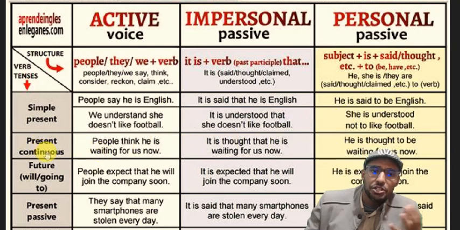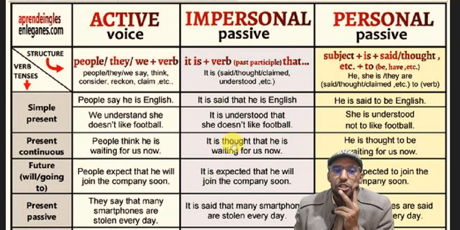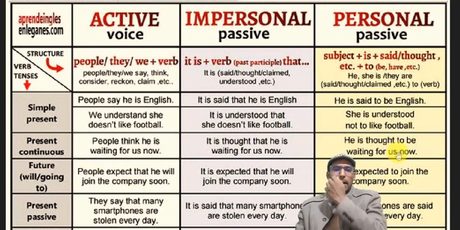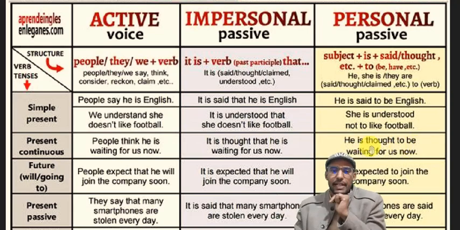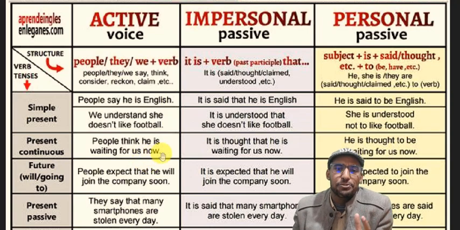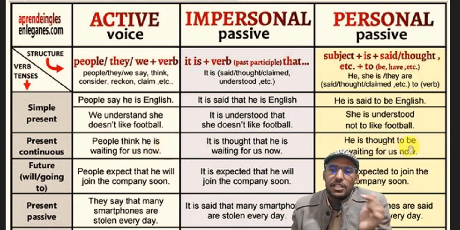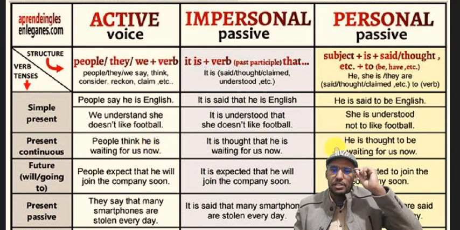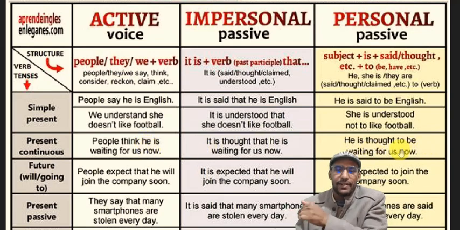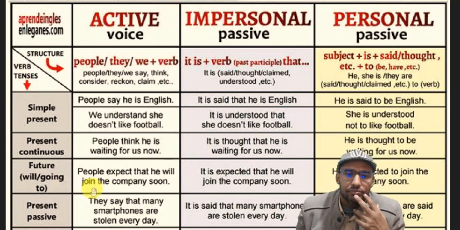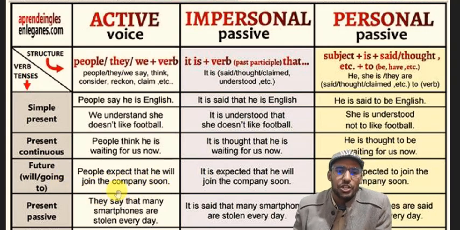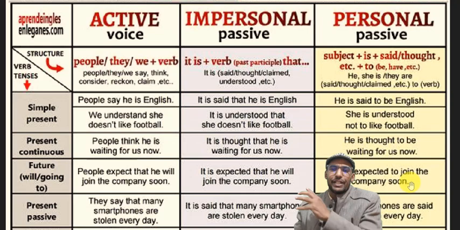If you have the present continuous in the second verb, it should be to be plus the verb and the ing. People think he is waiting for us now becomes he is thought to be waiting. We started with he, the second subject. So to be plus verb and the ing, great. If you have future, will or going to, people expect that he will join the company soon becomes he is expected to join.